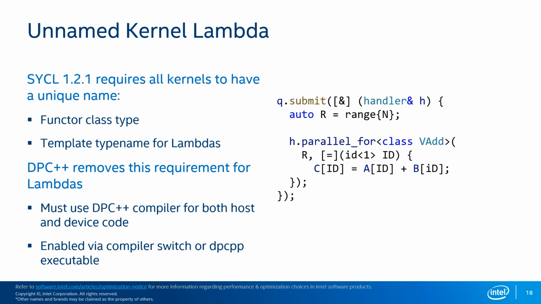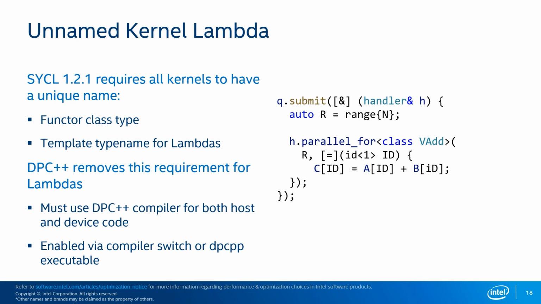Moving on, the next data parallel C++ extension we will discuss simplifies how kernels are written in SYCL. SYCL 1.2.1 requires all kernels to have a unique name. When writing a kernel as a C++ lambda, this name is expressed as a template argument to parallel_for. However, there are cases where it can be difficult to come up with a unique name. In most cases, this name is never even used by the programmer.